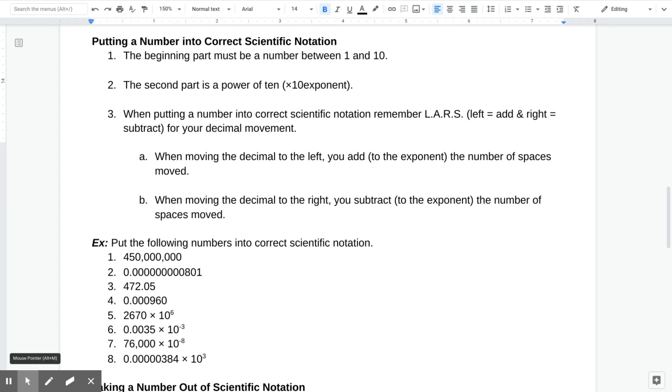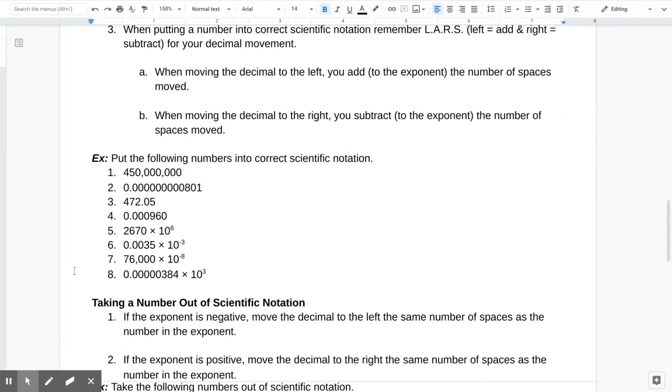So another way: when moving your decimal to the left, you add to the exponent the number of spaces moved, and then B, when moving the decimal to the right, you subtract them. Okay, so let's try this out here.